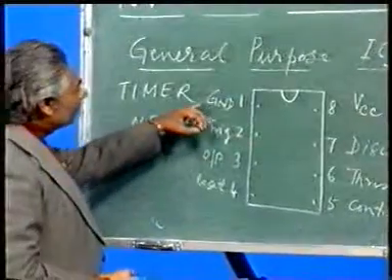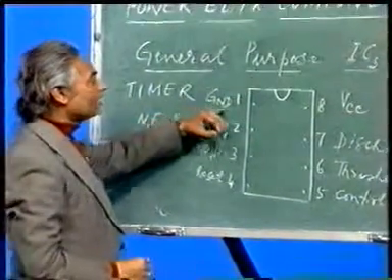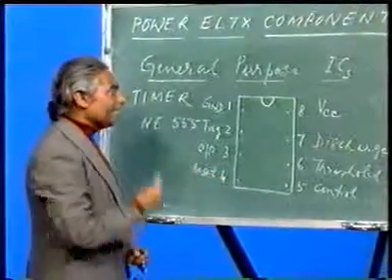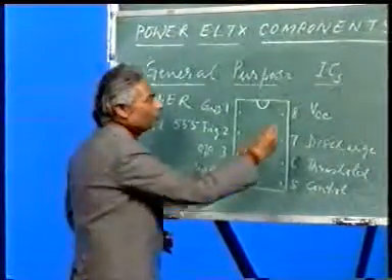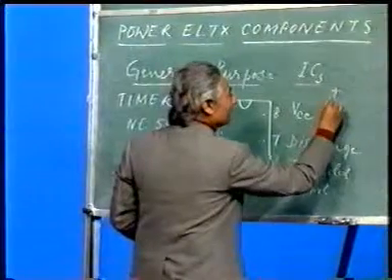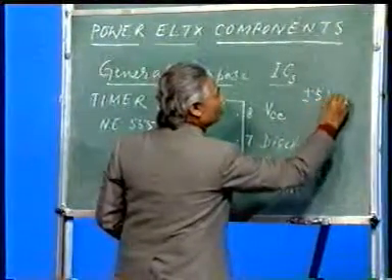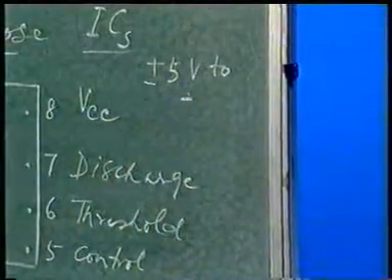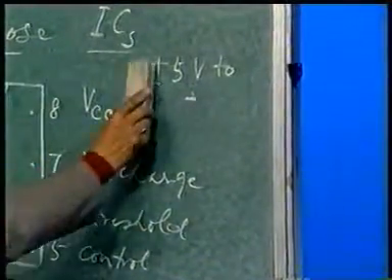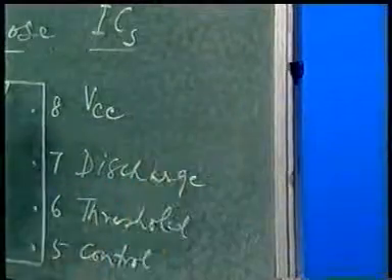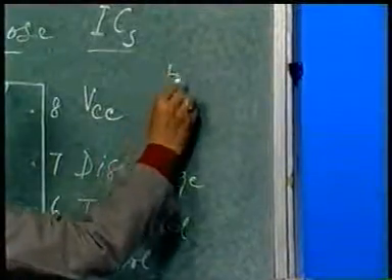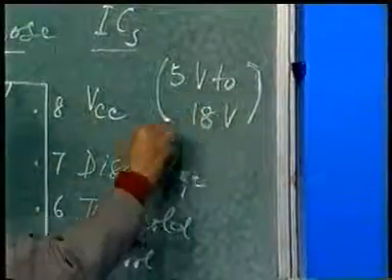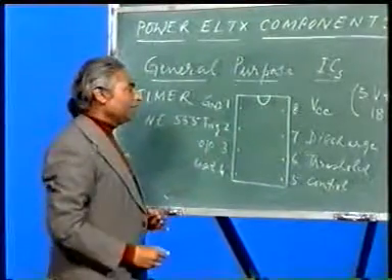Now, what does it mean? Ground means it is to be 0 potential, and pin 8 has to be at the potential of VCC. Again, in case of NE555, we have the range of VCC. Here there is no plus minus, this has to be plus only, 5 volt to 18 volt. This is the range given for pin number 8.